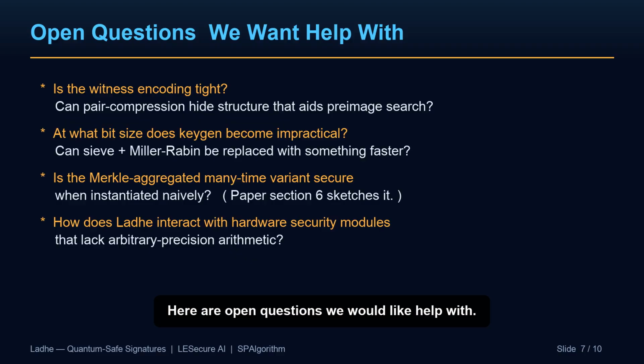Here are open questions we would like help with. Is the witness encoding tight? Does compression hide structure that helps a preimage attack? At what bit size does key generation become impractical? Can our sieve and Miller-Rabin combination be replaced with something faster? Is the Merkle aggregated many-time variant secure when instantiated naively? How does Ladhe interact with hardware security modules that lack arbitrary precision arithmetic?